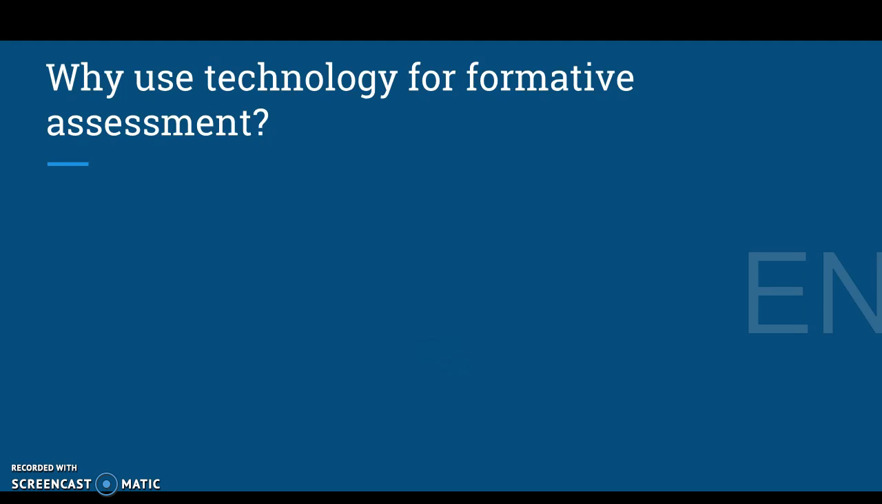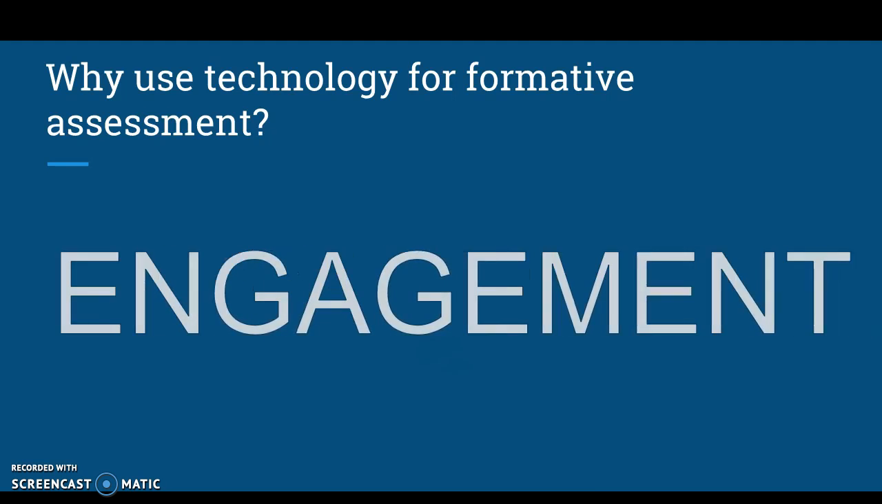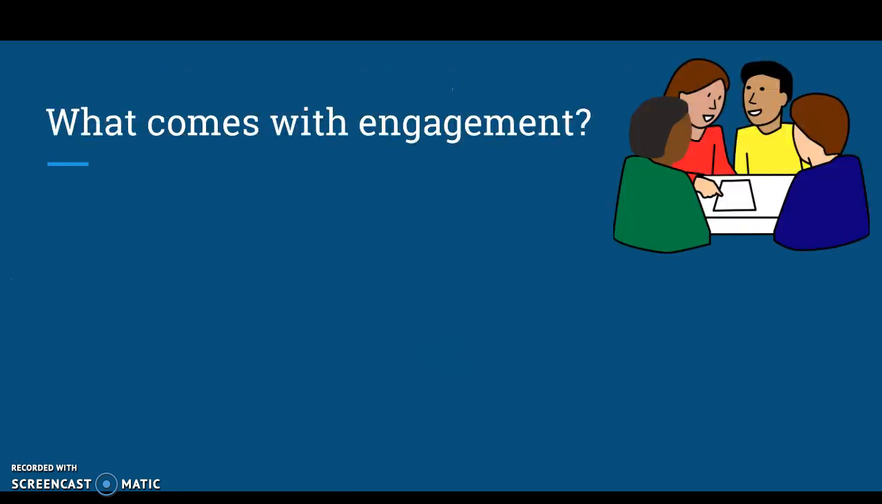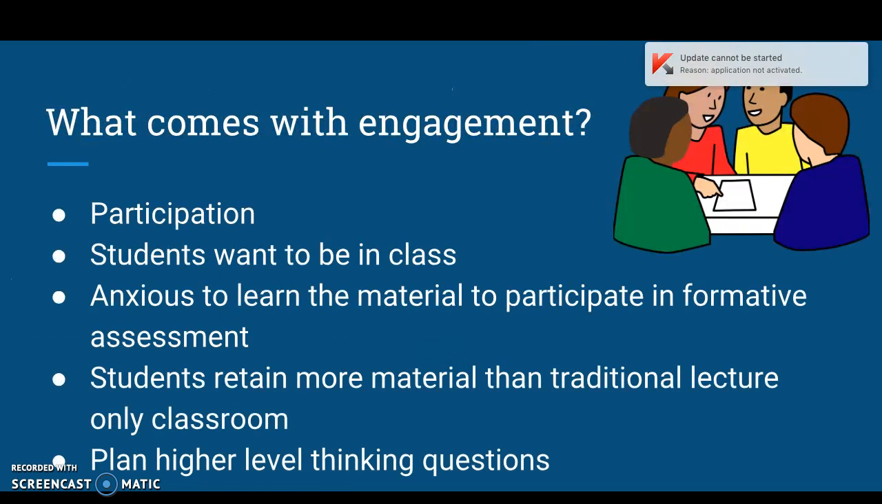Why use technology for formative assessment? It's all about engagement. What comes with engagement? More students are going to participate. Students want to be in class. They're going to be ready to learn because they have to participate. Whenever you make them responsible for answering a question, they're going to want to get it right, I hope.